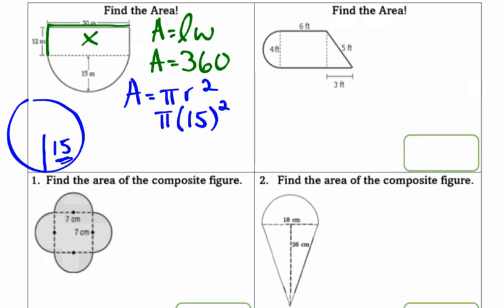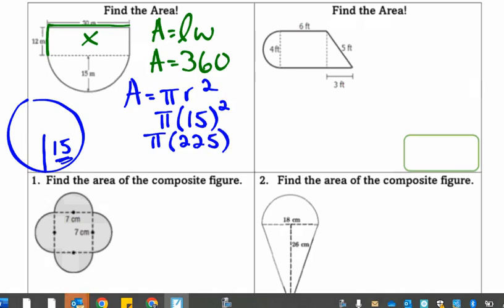So we're going to do 15 squared, which is 225, and then multiply that times pi, which is going to give me a total area of a circle like that of about 706.5. That's if I have the full circle. I don't. I only have the bottom half of that circle. It's cut off there. So I'm going to take this number and divide it by 2. And that tells me that the area of just the bottom half of this circle, just this part, is 353.25.